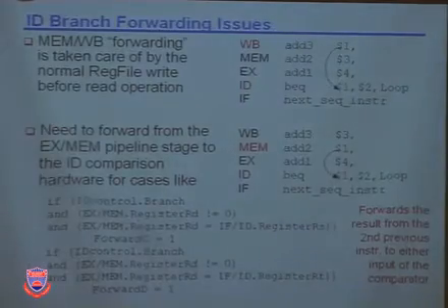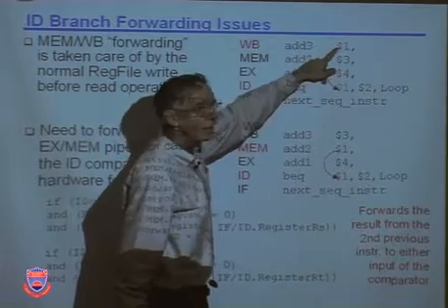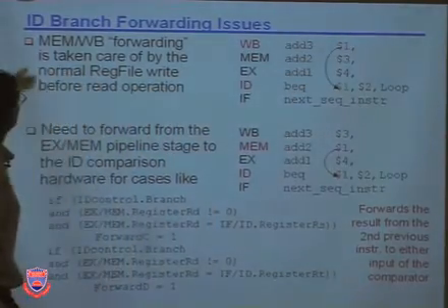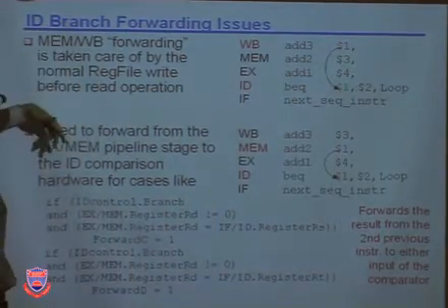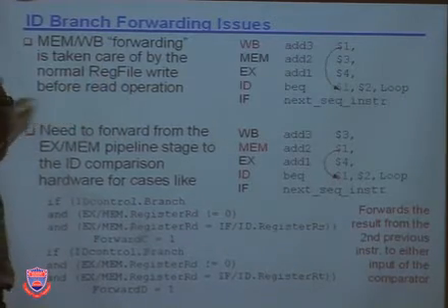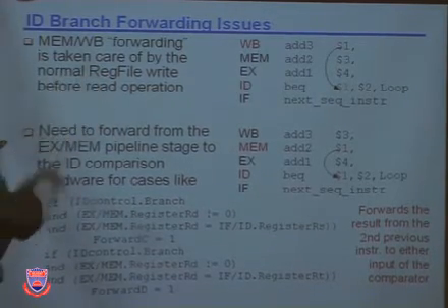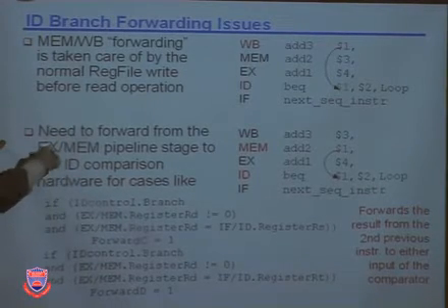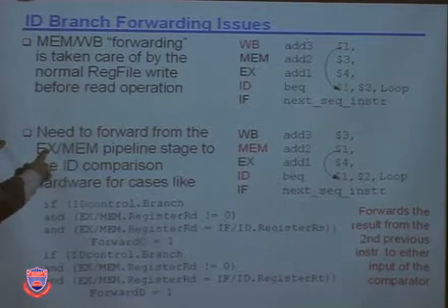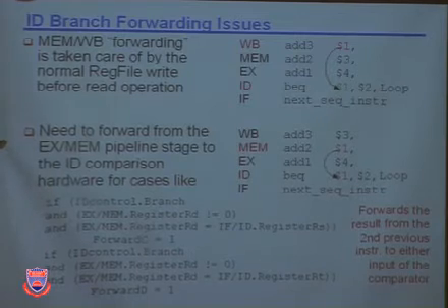So here we go. In this case, when it's on the output of memory, the memory write-back register, forwarding is taken care of anyway by the normal register file write before read. In other words, it's going to get written before we read it out, so we don't need to do forwarding there. In this case, when we need to forward it from the output of the ALU in the XMEM pipeline, we're going to need extra forwarding hardware. And I showed it to you.